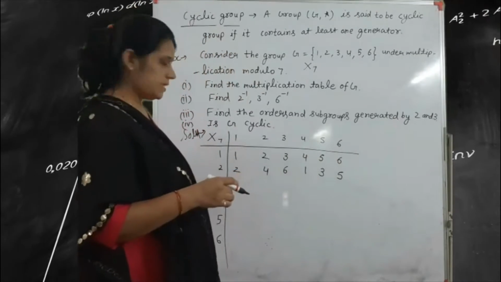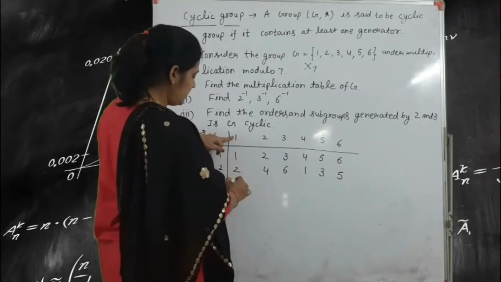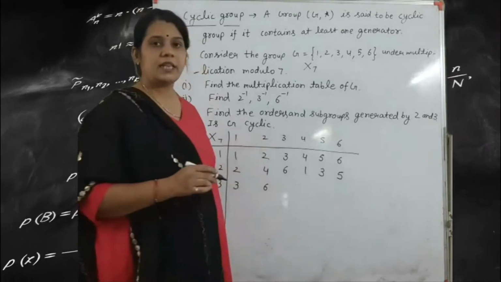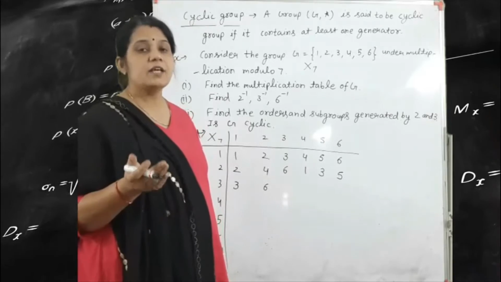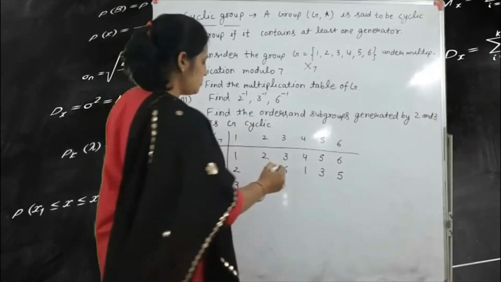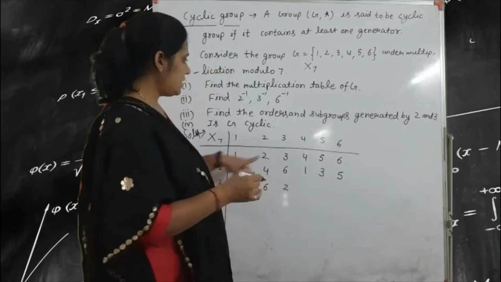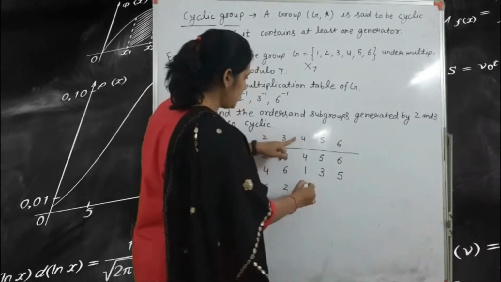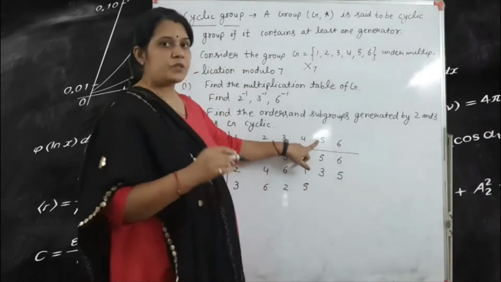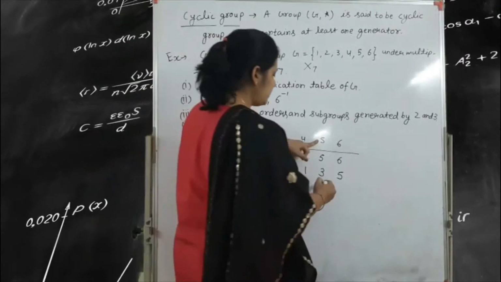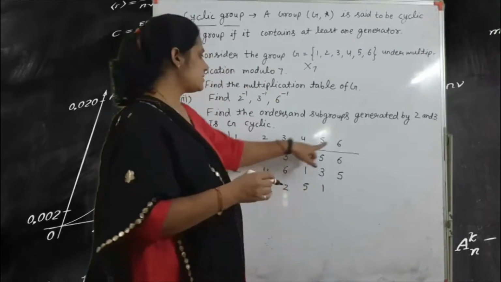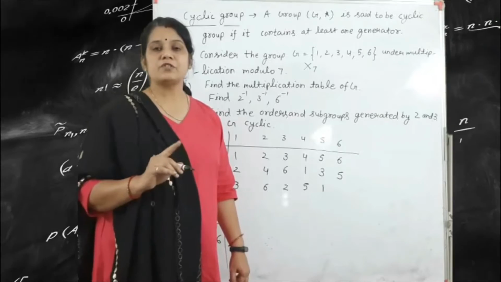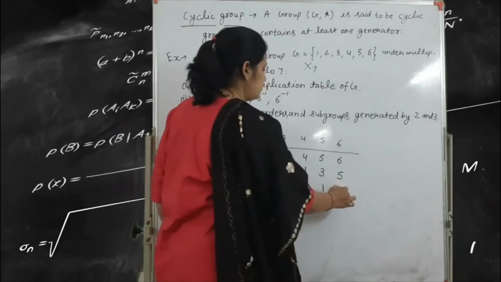Okay, next one is 3. So 3 into 1, 3. 3 into 2, 6. 3 into 3, 9. So 9 is greater than 7, so 9 divided by 7, the remainder is 2. 3 4s are 12, so 12 divided by 7, the remainder is 5. Okay. 3 5s are 15, 15 divided by 7, the remainder is 1. And 3 6s are 18, so 18 divided by 7, 7 2s are 14, so the remainder is 4.